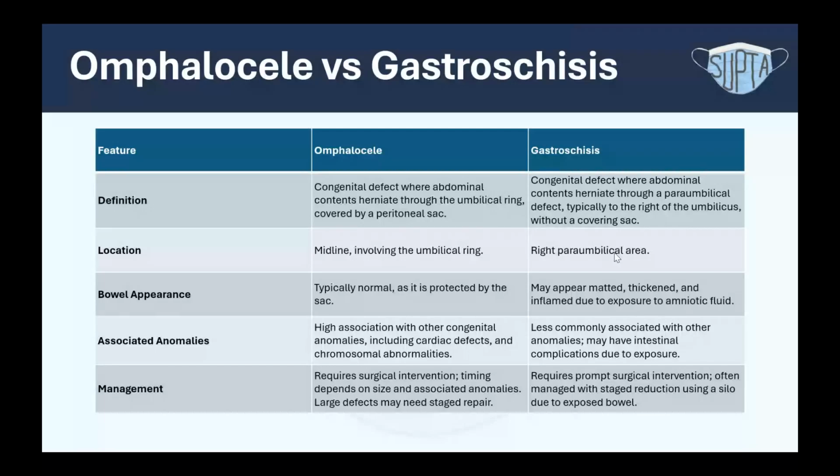And what I want you to take away is that an omphalocele is going to have a protective membrane surrounding the hernia, whereas a gastroschisis is not going to have the protective membrane. There are also a couple more differences, and I'm not going to go over them in a lot of detail, but I have made this table for you.